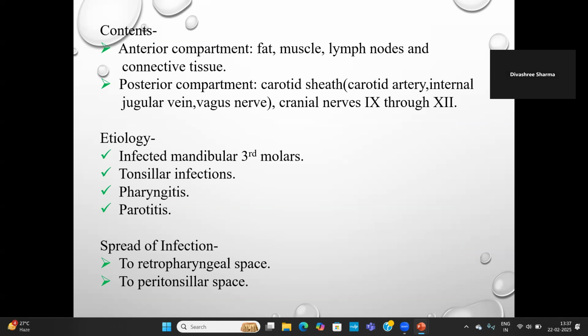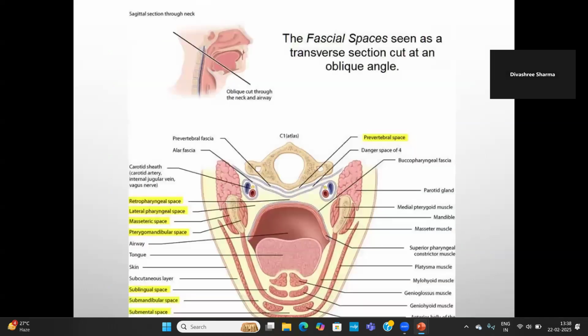Okay, so the etiology of this space involvement is infected mandibular third molars, tonsillar infections, pharyngitis, and parotitis. The spread of the infection through this space is to the retropharyngeal space and the peritonsillar space.